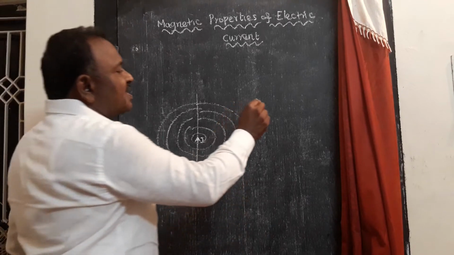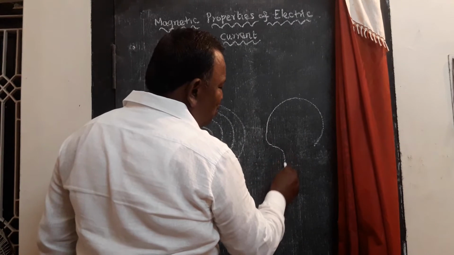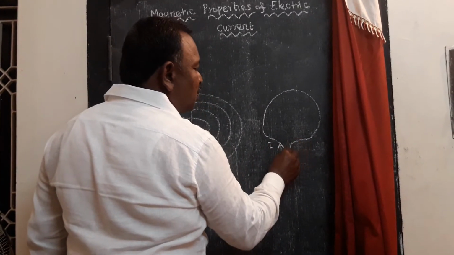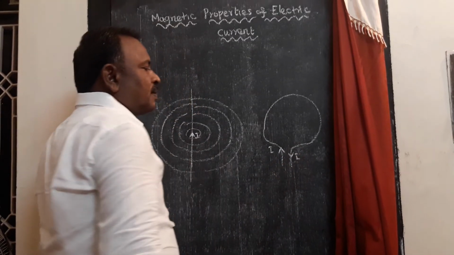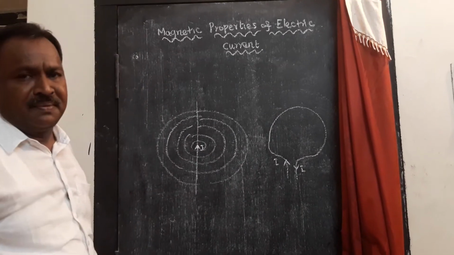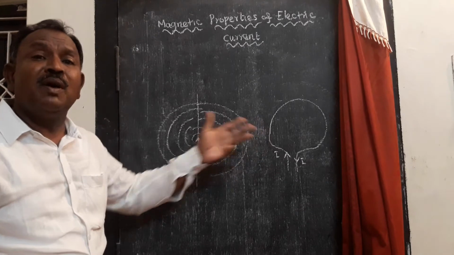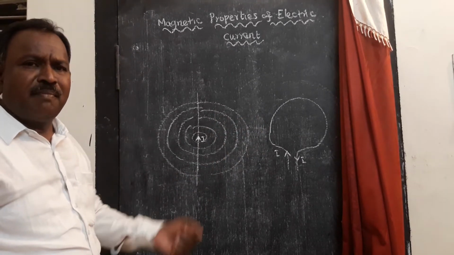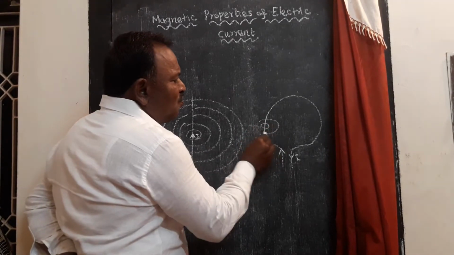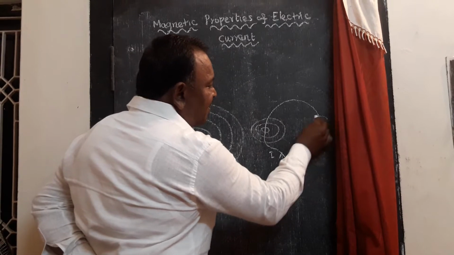Suppose this conductor is taken in the form of a loop, so we have a loop, and current I is flowing through this loop. Around the region of this loop there is a magnetic field. The magnetic field due to this loop can also be mapped using a magnetic needle. When we map the magnetic field, you will get magnetic field lines like this.